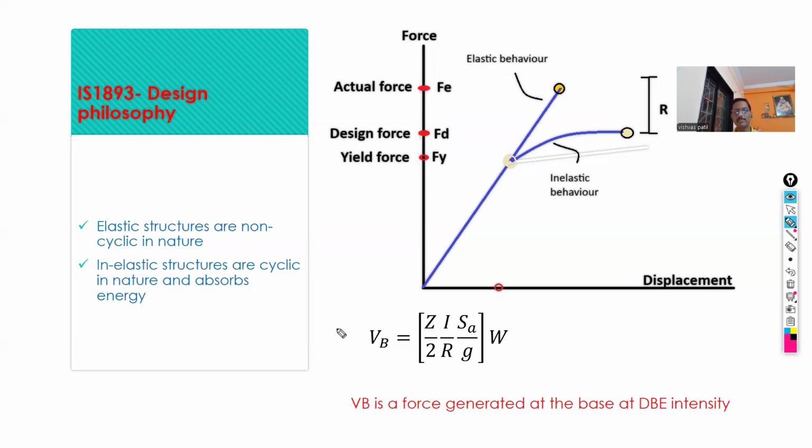In the strength-based approach, we calculate one force, called the base shear, generated at the base of the column by the equation Z by 2, I by R, Sa by g, into seismic weight. We design the structure to resist this force, and we say that if the building resists this seismic force, the building is safe for the earthquake. So this is our design philosophy. We rely on only one force, the base shear.